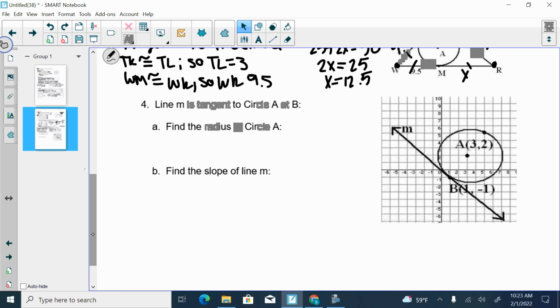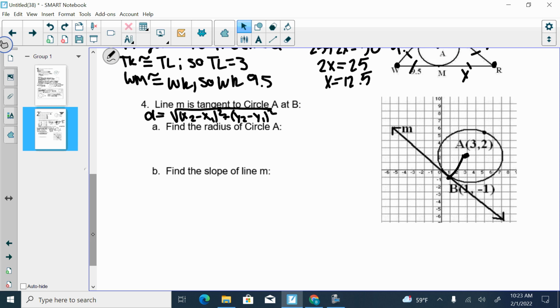Okay, it says line M is tangent to circle A at the point B. Find the radius of the circle. Well, where does the radius go from? Center to the edge. So it's going to go from point A to point B, right? So I'm basically just trying to figure out how far it is from one point to the next on a coordinate plane. We have a formula for that. All right, we have our distance formula, square root of x2 minus x1 squared plus y2 minus y1 squared. And we just need to plug in the correct values.